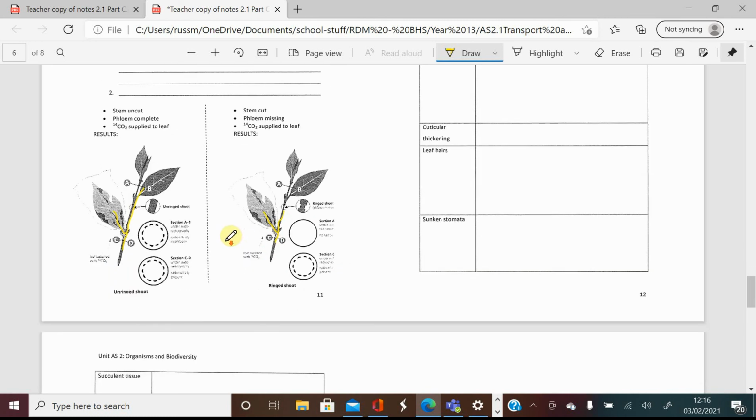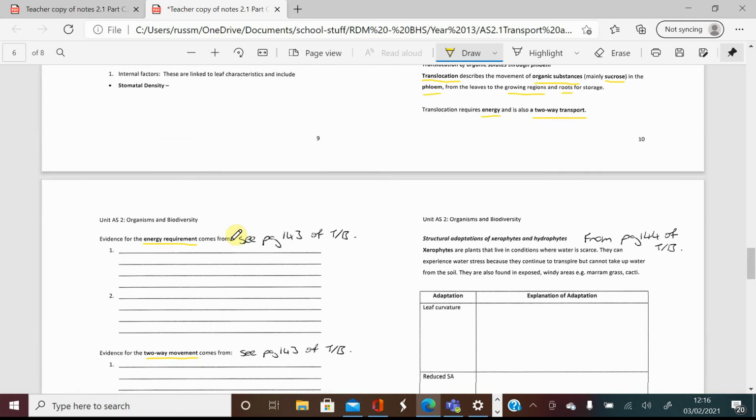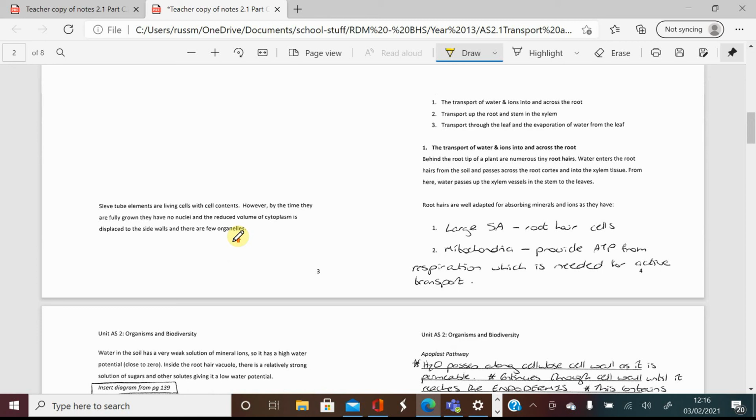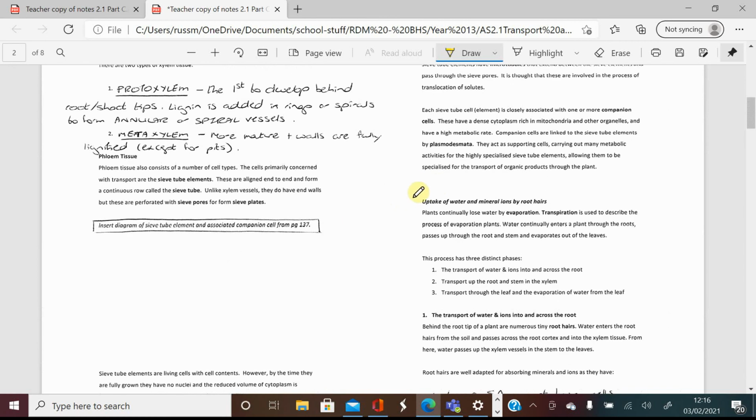So we can fill those in up to page 11, and we'll go back and do how water is transported through plants, which is pretty much here, next time.